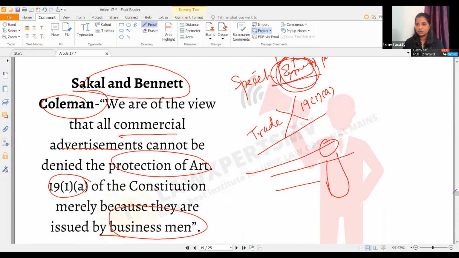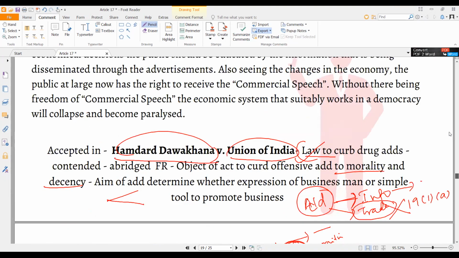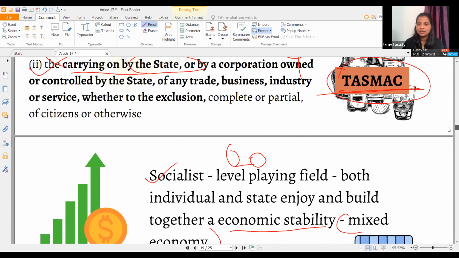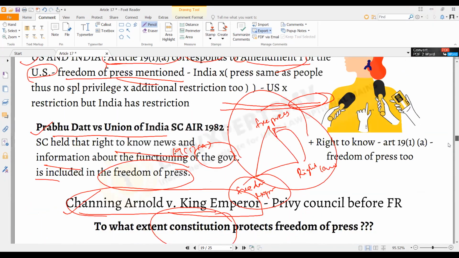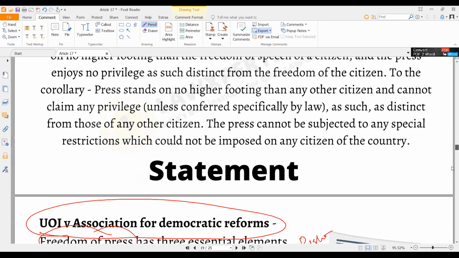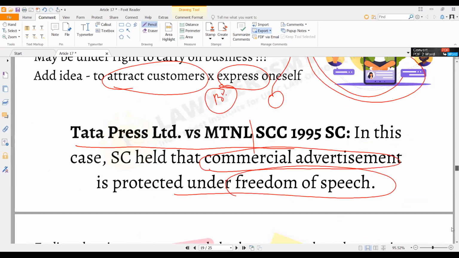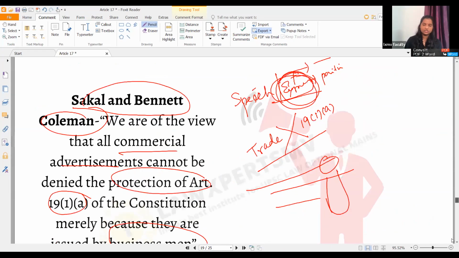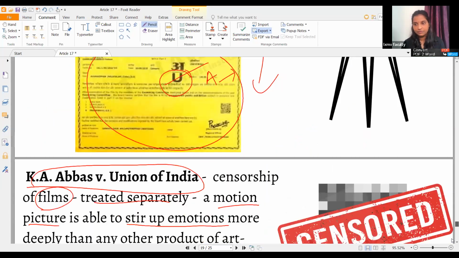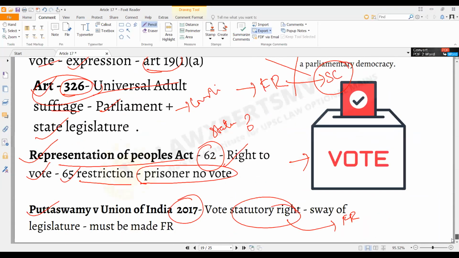Please go through the revision notes. I have given two case laws in each thing. In the slide I have given one case law, but in the revision notes you actually have two case laws each, sir. If you specifically want me to teach extra case law, we can have a separate class. But sir, that's wasting your time.